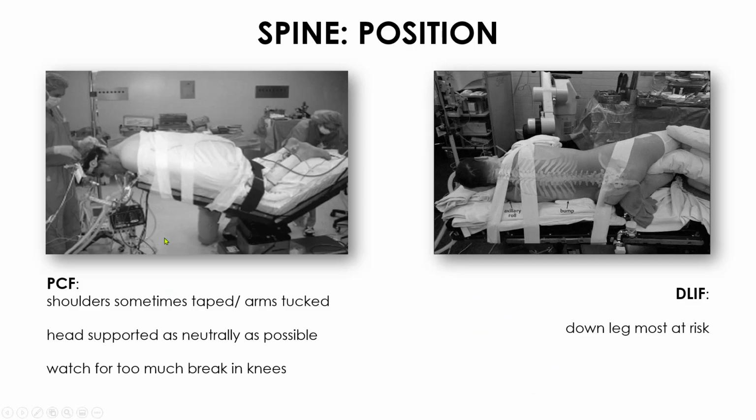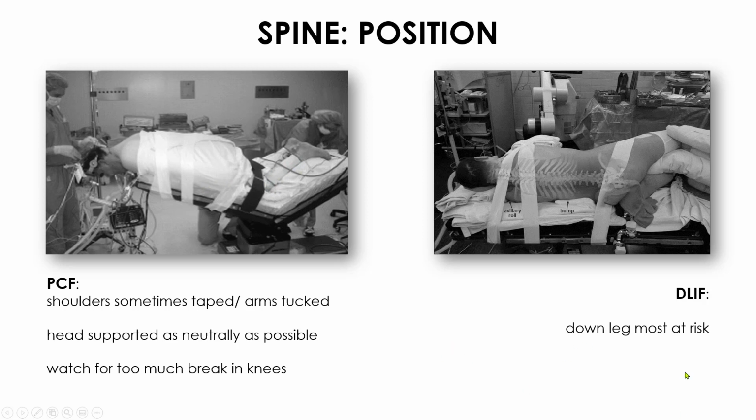In the posterior cervical cases, sometimes the shoulders are taped and down and tucked. Again, the head needs to be supported as neutrally as possible, but you need to watch for too much break in the knees. You have to have the right amount of break in the knee. You don't want it to be bent up too much.